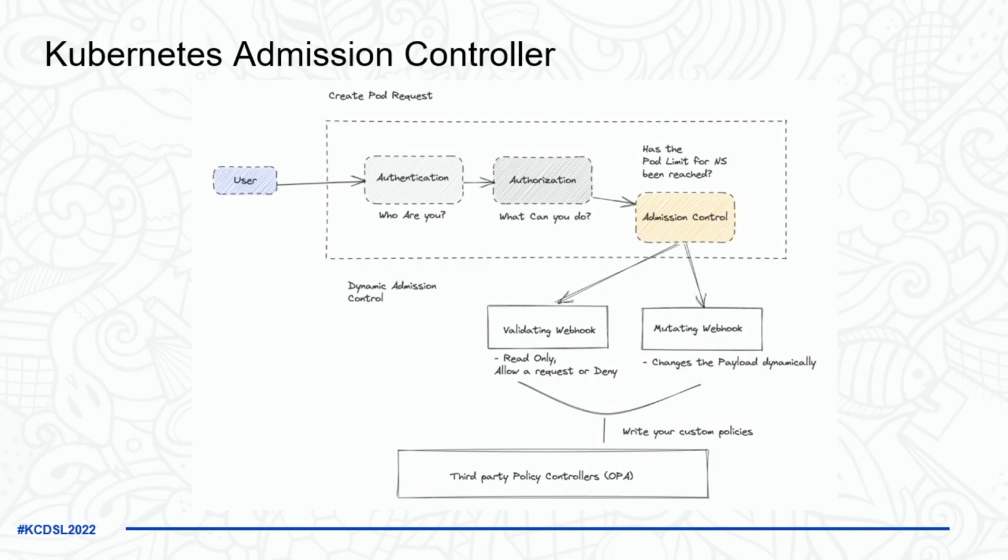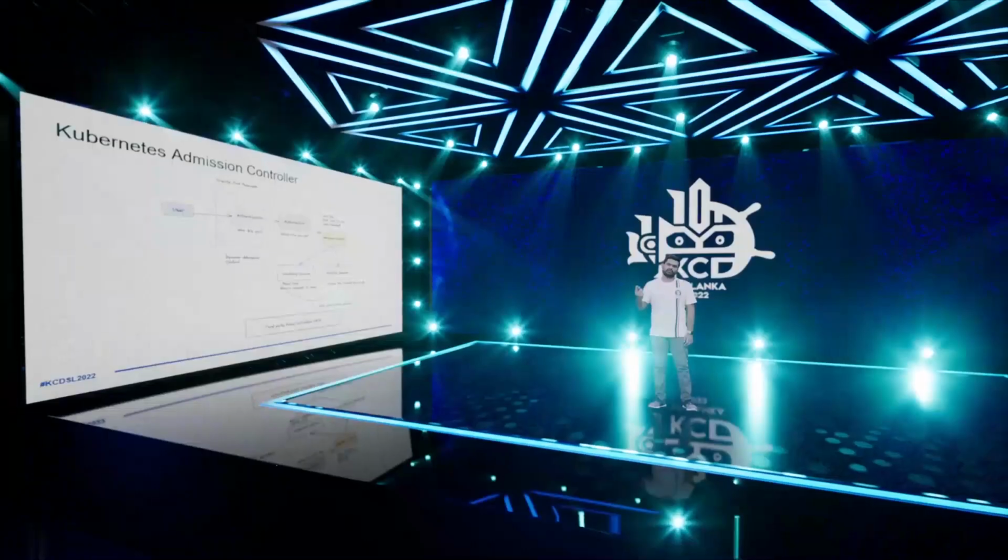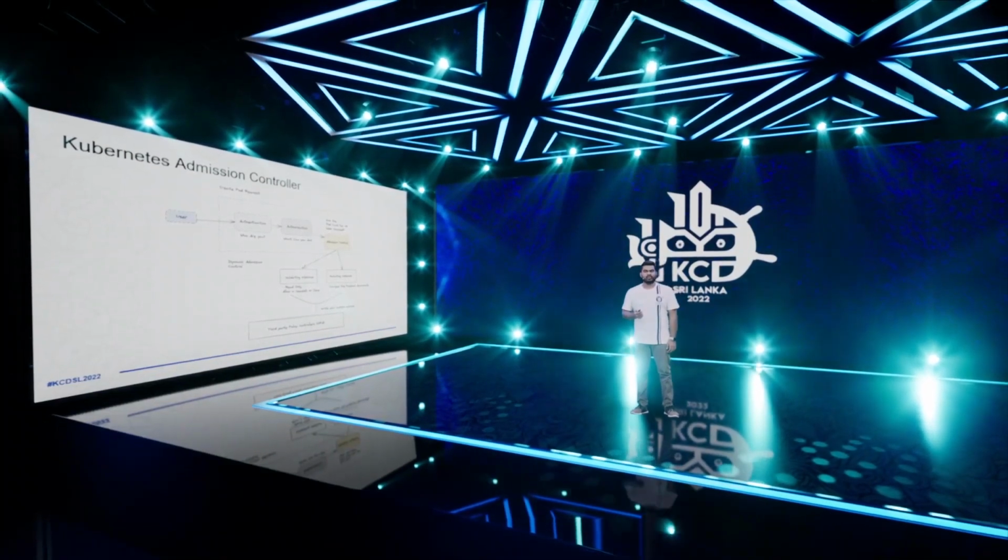So here you can give any additional policies like don't pull images from public Docker, right? Pull images only from your private Docker registry. So you can give these policies and it would automatically deny at the admission control level when you give that policy via a third-party policy controller, or you can write your own validating webhook for it as well.